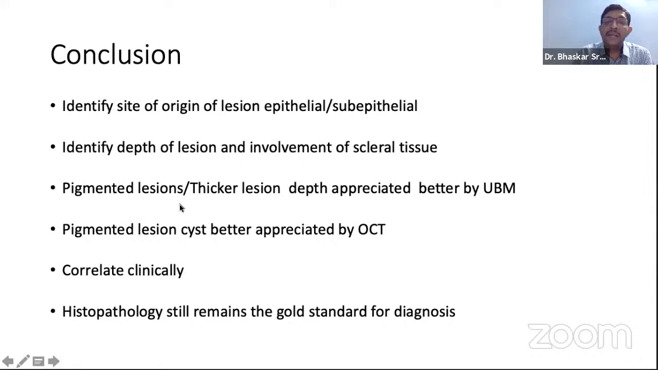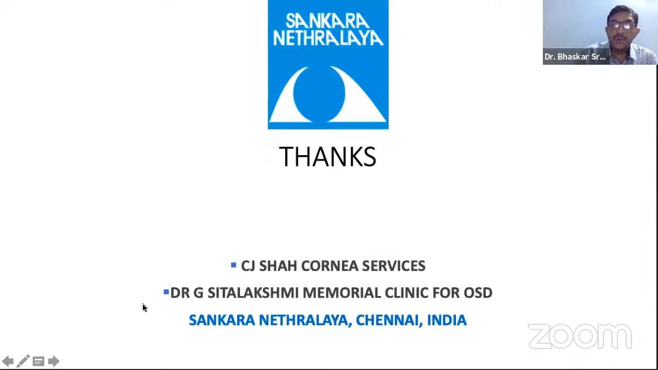If you have a very pigmented lesion or a thick lesion and you are looking at appreciation of the depth of the lesion, maybe UBM would be better. If you're looking at diagnosing a nevus from a melanoma, cysts are better appreciated by the OCT. If you're looking at identifying whether it is a pigmented OSSN versus a melanoma, the SDOCT will actually give you a better appreciation of the epithelium. And finally, in all cases, you do have to correlate your clinical findings with your OCT findings, and the gold standard for diagnosis still remains pathology. Thank you.